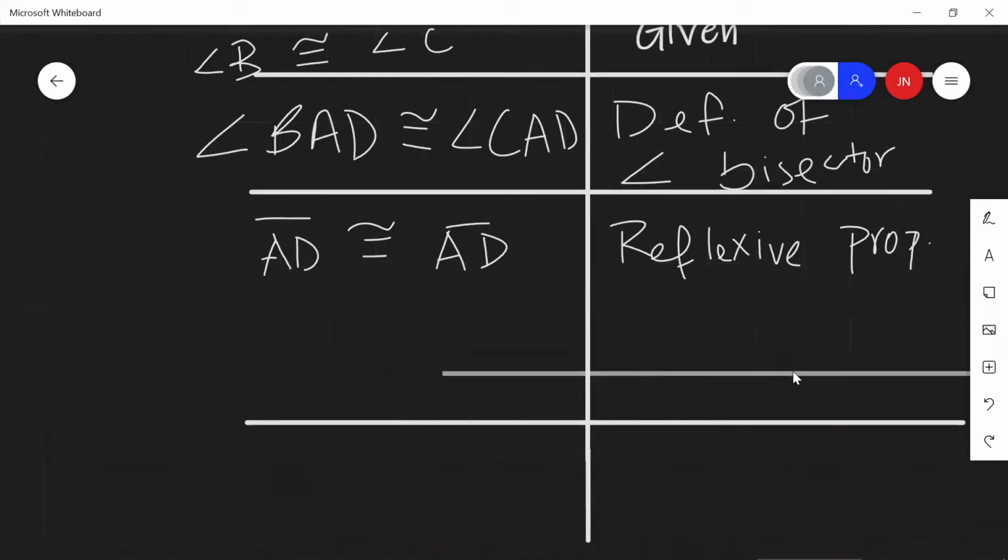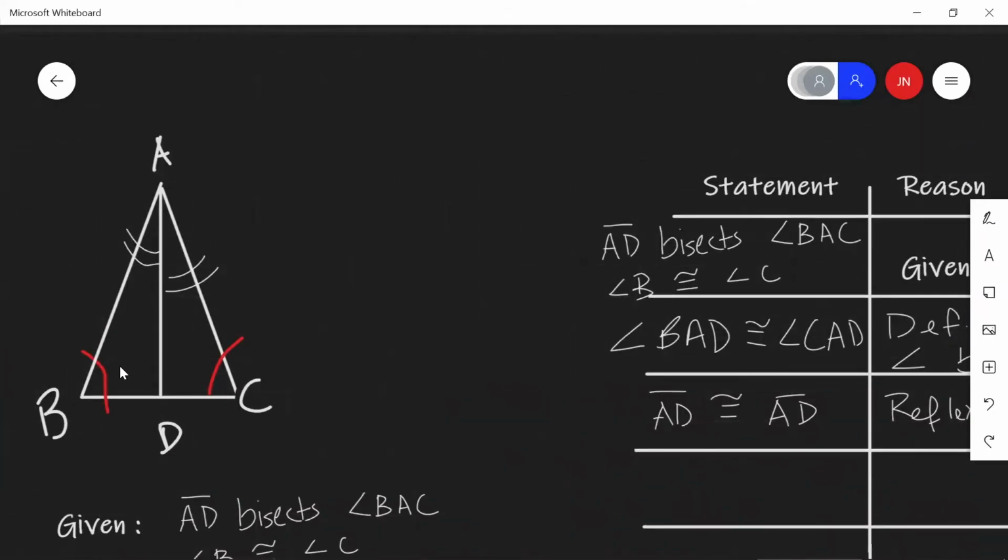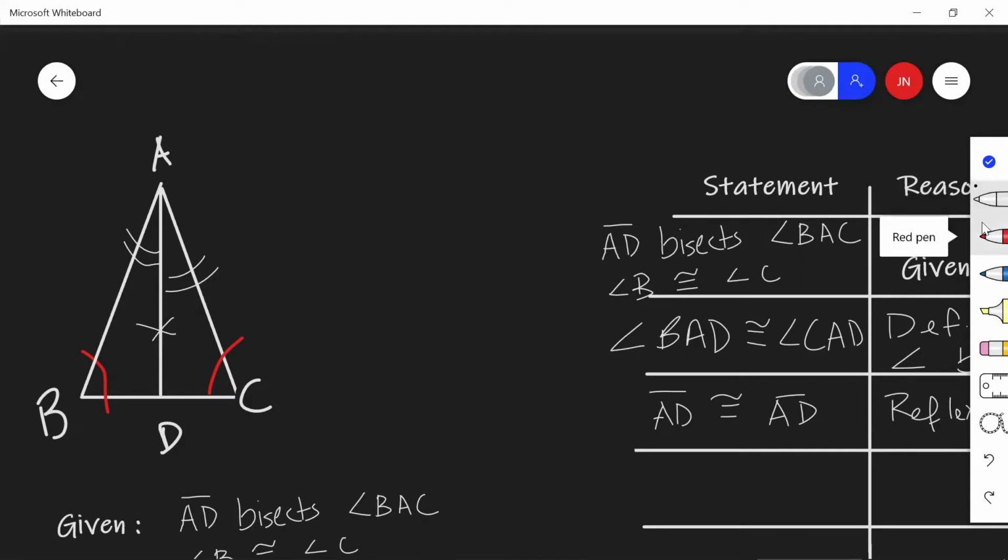Now we see that after we set that, we can state using the angle side postulate that because the segment is the same for both, and since the angle B and the angle BAD are equivalent to angle C and angle CAD, and both of them share the same side, we can utilize the angle side postulate to state that both of those triangles are congruent.